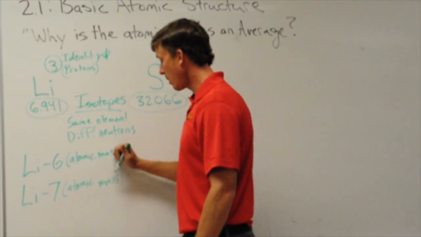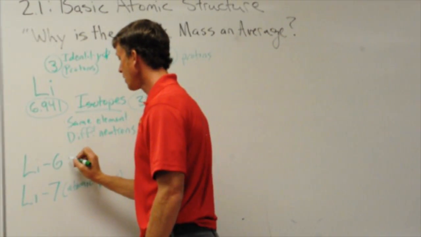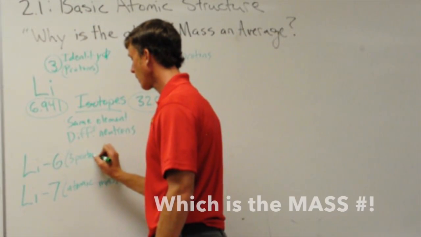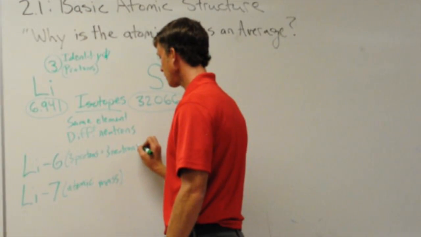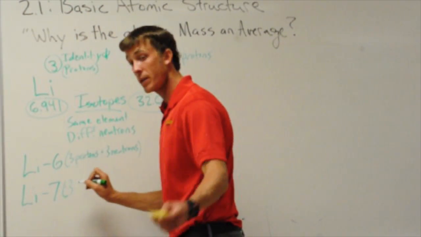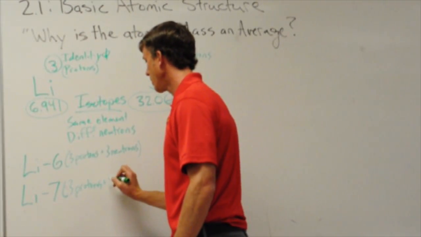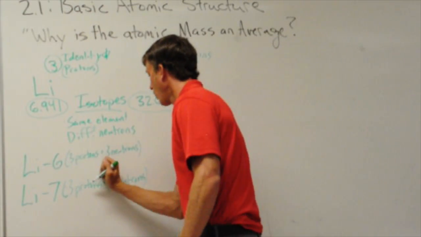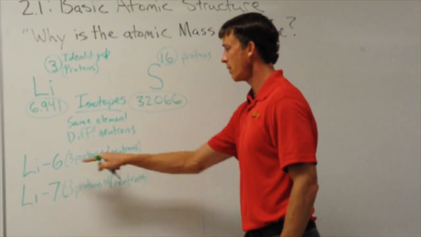Okay, so I'm going to get rid of this atomic mass, but I'm going to write that down now. So this means this has 3 protons and 3 neutrons. Okay, so the same thing here. It always has the same number of protons and, excuse me, 4 neutrons. Because 4 plus 3 is 7. 3 plus 3 is 6.